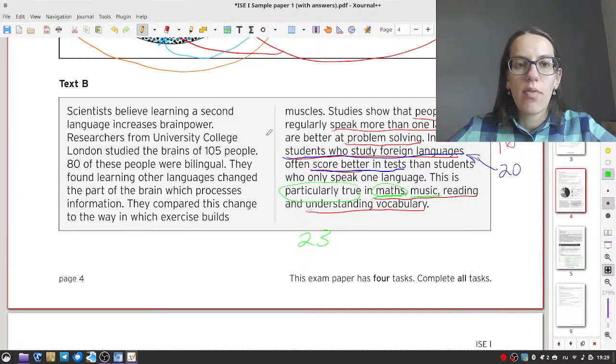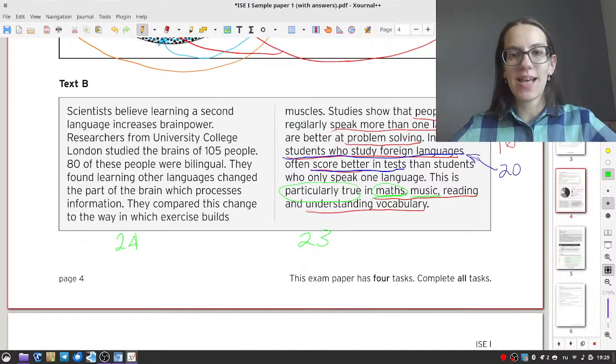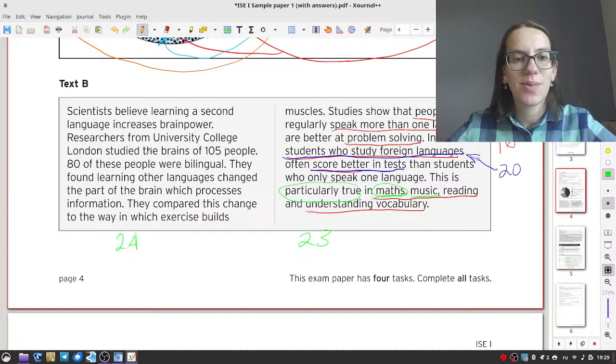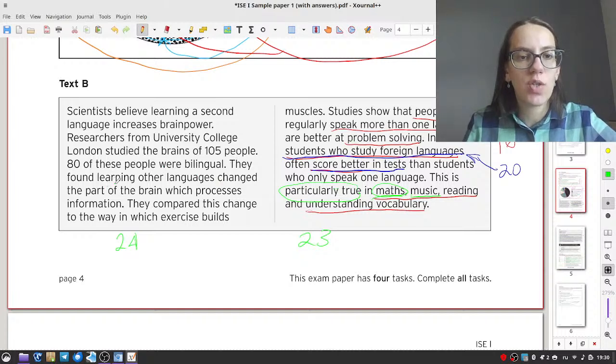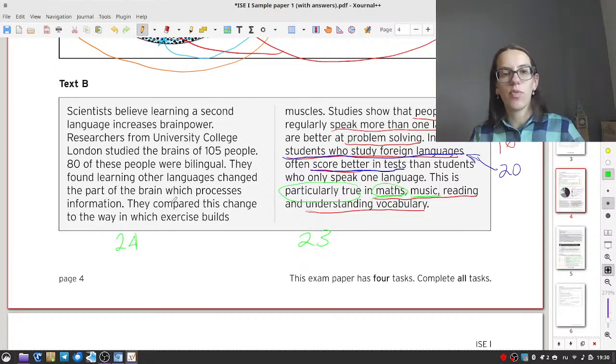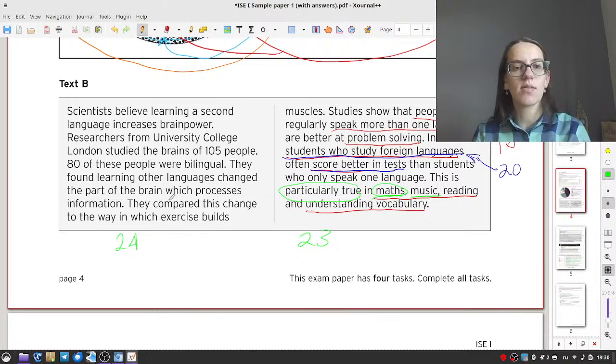And what do we have here? So it's question 24. It's still text B. Where can we find information about it? Well, in fact, we've looked at the second part of this text a lot. Now we have to deal with the first part as well. So they found learning other languages changes the part of the brain which processes information, and they compare this exercise to the way in which exercise builds muscles.